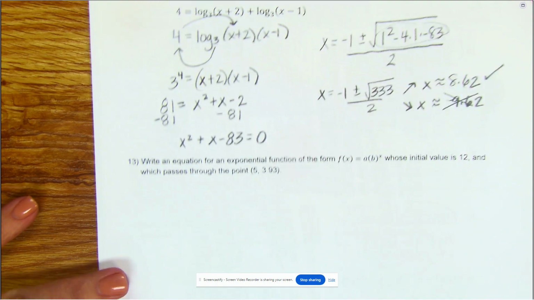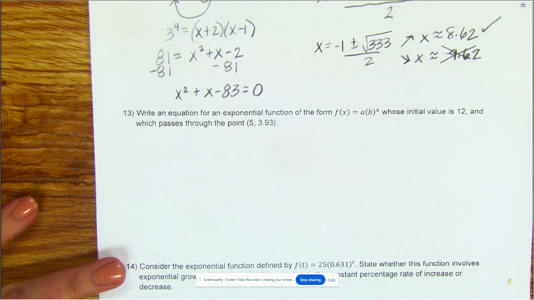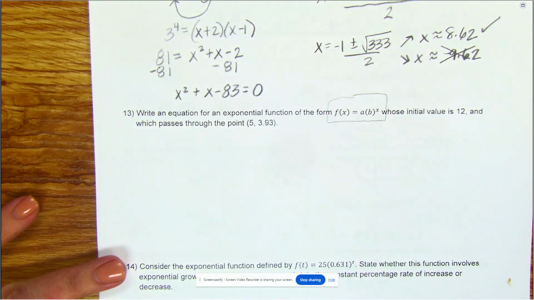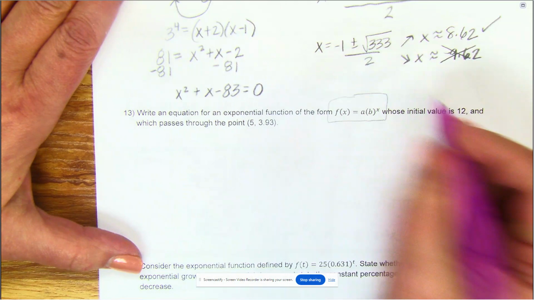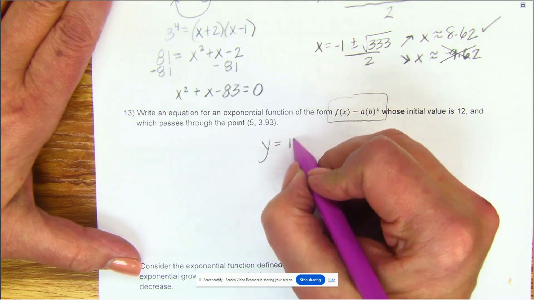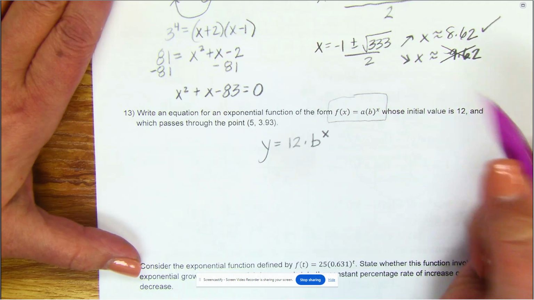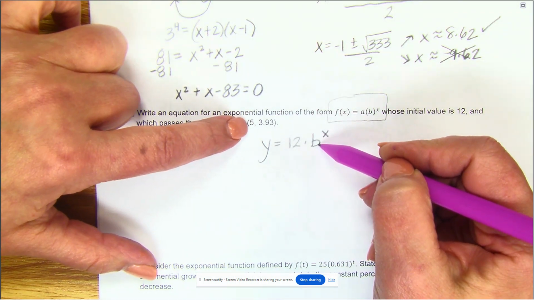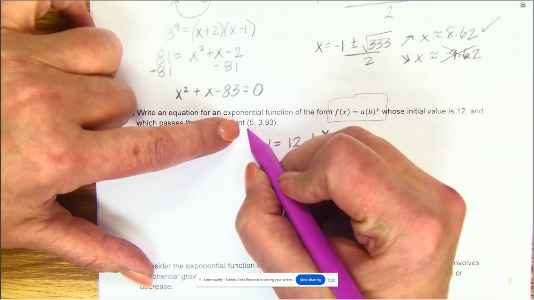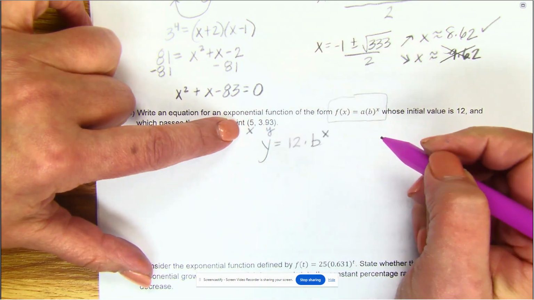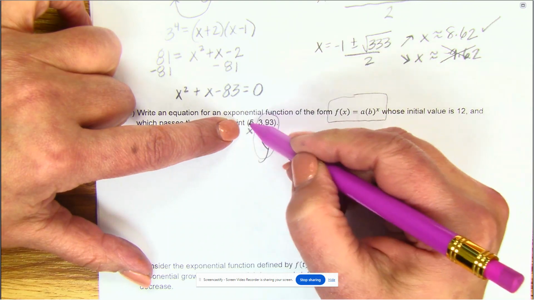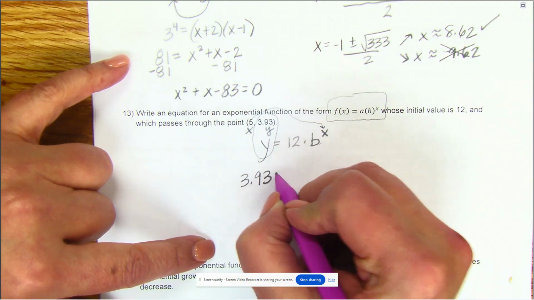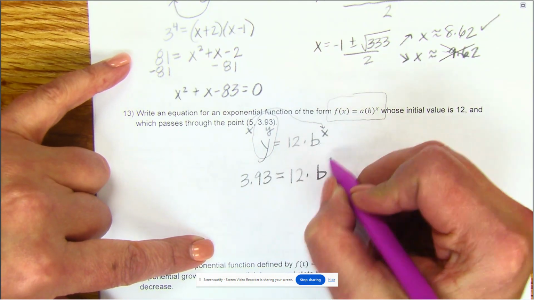Okay, now we're on to modeling with exponential growth and decay functions. So this is your format for exponential growth and decay. A is the initial value, which they're saying is 12. And then I'm supposed to figure out what the growth or decay rate is. Well, they tell me that at 5, the output's 3.93. Well, this is x and this is y. So you're going to plug this in. You put the 5 right there. So you have 3.93 is 12 times I don't know to the 5th power.